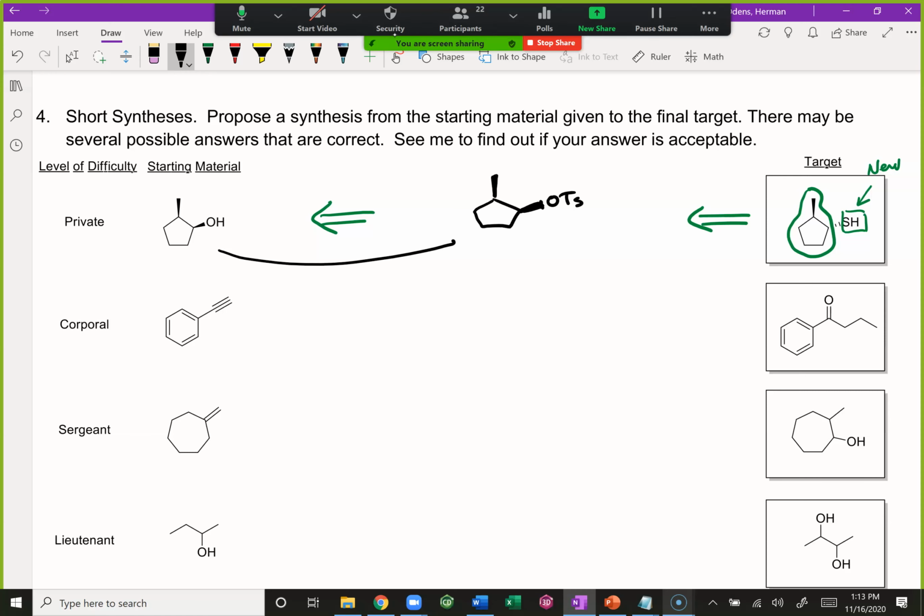Let's go forward. From here to here, what do you need? Tosyl chloride and pyridine. And that makes that. And from here to here, what will you add? NaSH, and I need a polar protic acetone. Yes, that's good. I had DMSO, but I'll give you that. That's good. So that's why it says, see me if you find out if your answer is acceptable. I usually have that for my students because there's several ways of making this.